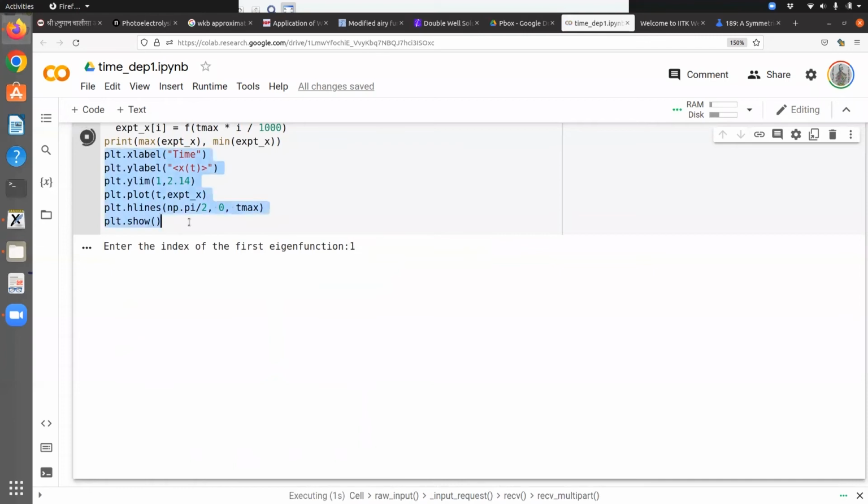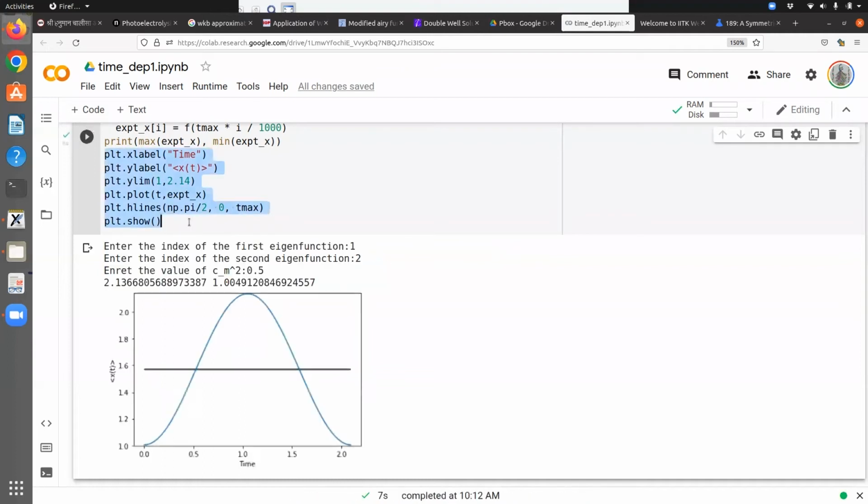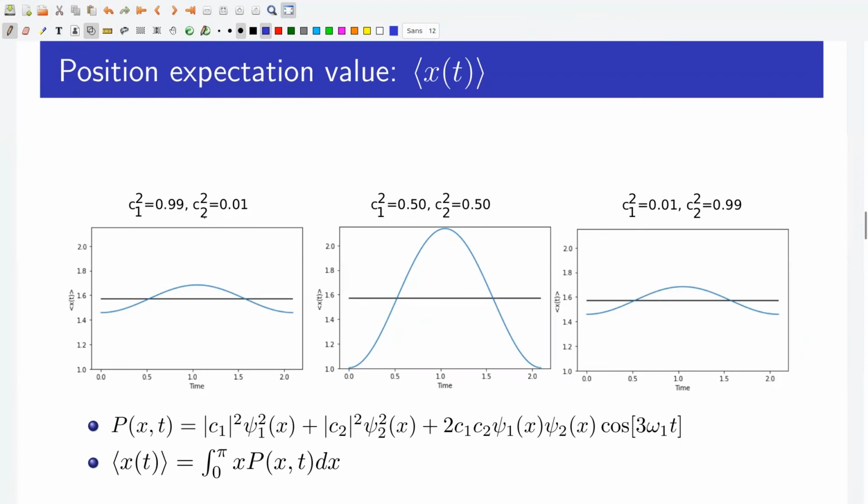Finally, we run for a value of C1 square is equal to 0.5. And then the blue line shows how the position expectation value is changing as a function of time. We have generated the position expectation value for 3 different wave functions using a code. Let us try to understand the plots.